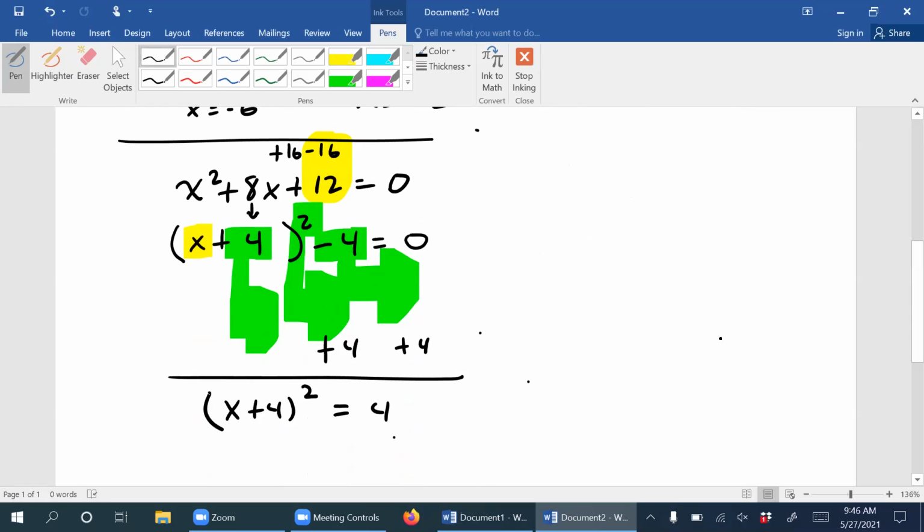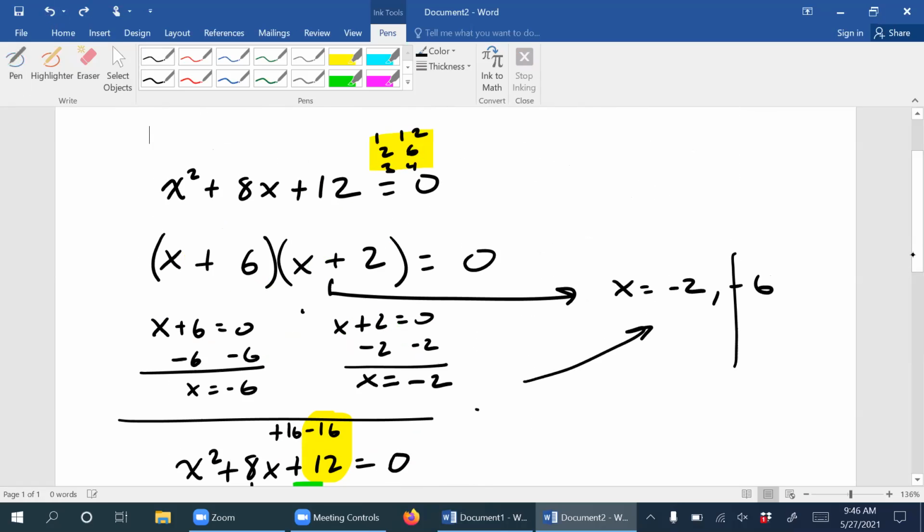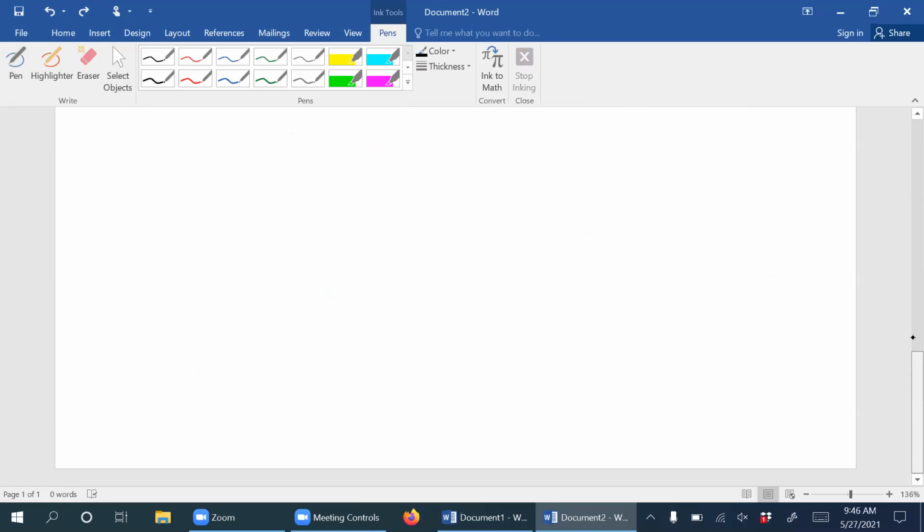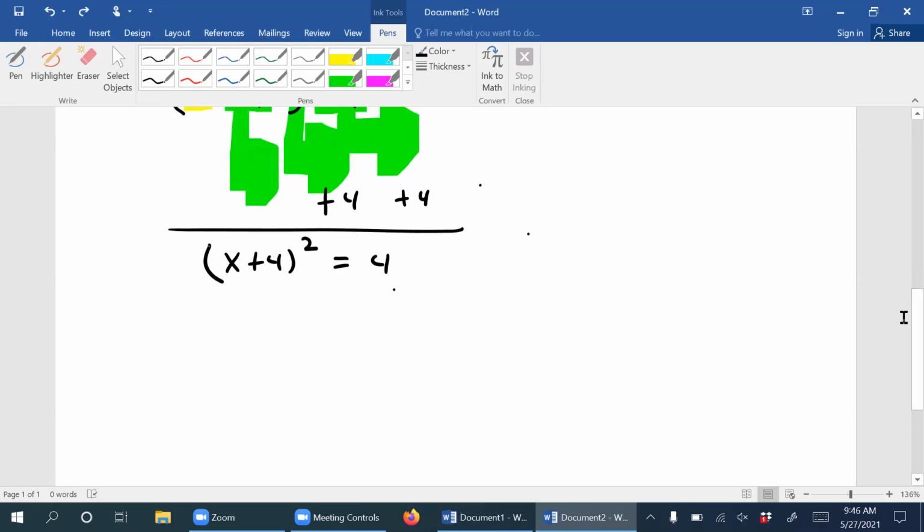Our next move is to take the square root of both sides. The way we get rid of a square, which we practiced before, is we take the square root to both sides. And we talked about this before: whenever you take a square root, you need to include a plus or minus.